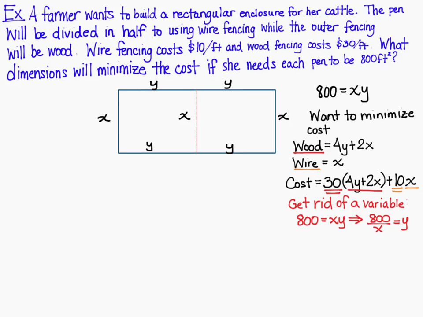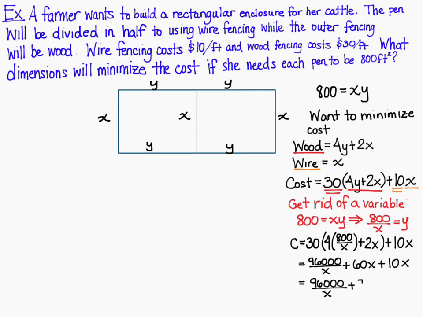Now here we have two variables, so we're going to use 800 equals x times y to get rid of one of our variables. I decided to get rid of y. So the cost is going to equal 30 times (4 times 800 over x plus 2x) plus 10x. This simplifies to 96,000 over x plus 60x plus 10x, or 96,000 over x plus 70x. Now we want to find the relative min for C.